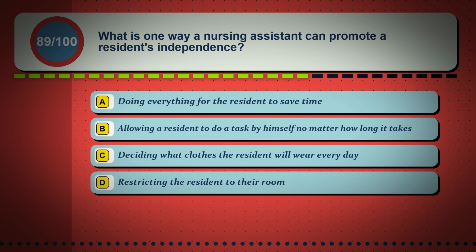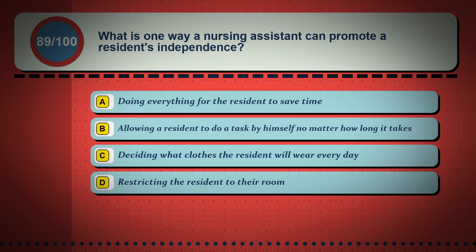Option A. Doing everything for the resident to save time. Option B. Allowing a resident to do a task by himself no matter how long it takes. Option C. Deciding what clothes the resident will wear every day. Option D. Restricting the resident to their room.